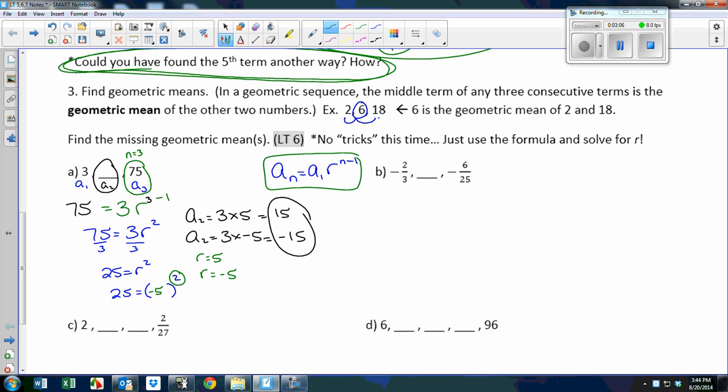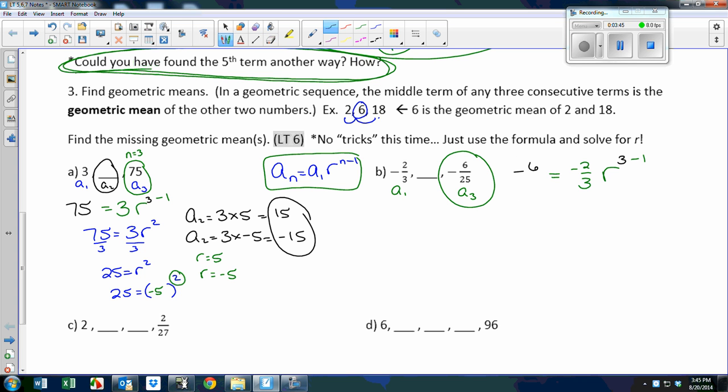And then in B, it's much the same. The only difference is we got fractions to deal with. So the first step, take the geometric sequence formula and start putting in the pieces that were given. A1 is negative 2/3. We don't know r, but we were given the third term again to be negative 6/25. So just like last time, we can put the 3 in the exponent where n is, and we can replace a sub 3 with the fraction negative 6/25.